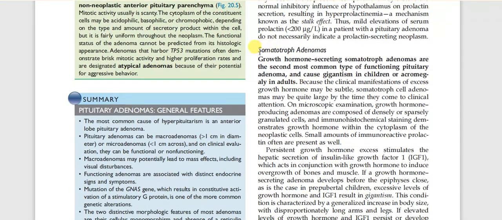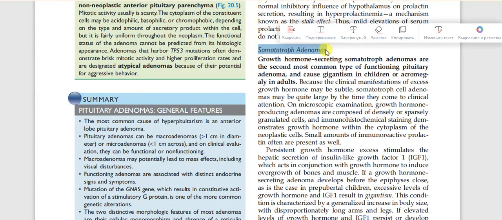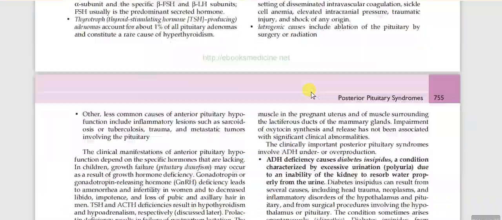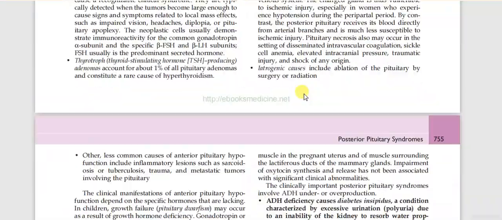Then somatotroph adenomas. Let's talk about somatotroph adenomas. They produce somatotrophic hormone. We understand it, it's growth hormone. It's produced by somatotroph adenomas, and you can imagine, if growth hormone is produced from childhood, we would see a patient who looks like.